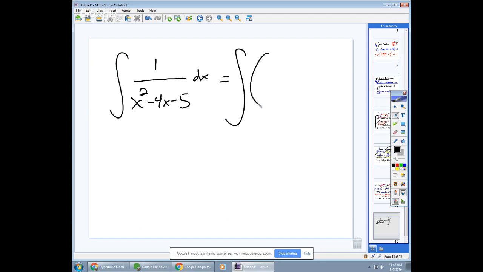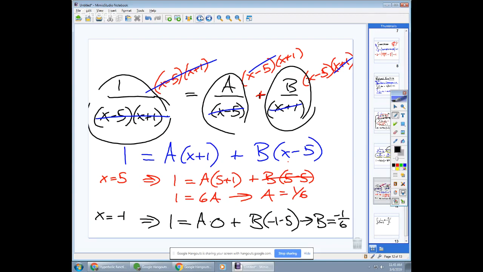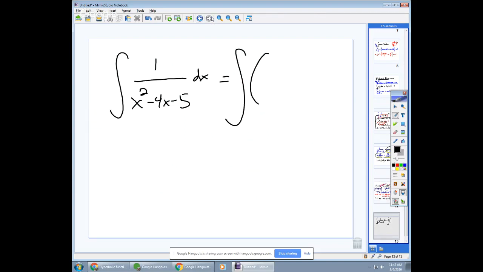So let's see, A was positive 1/6. So I'm going to get a 1/6 over x plus 5 plus a negative 1/6 over x. Let's see, did I do that right? No, that's an x minus 5, isn't it? Plus 1.